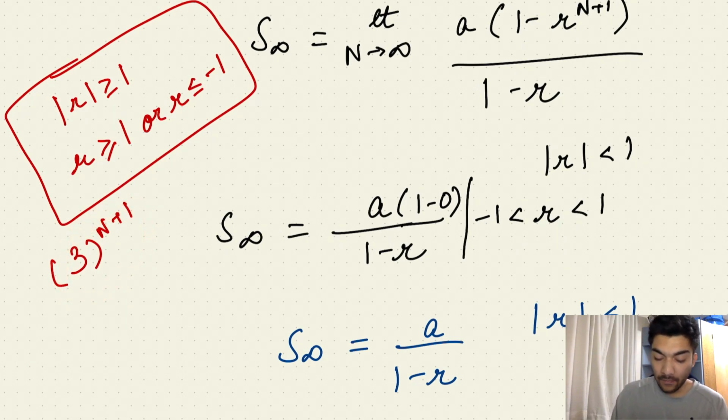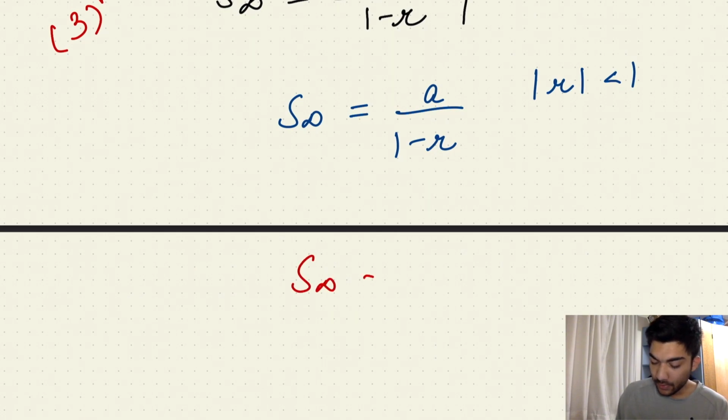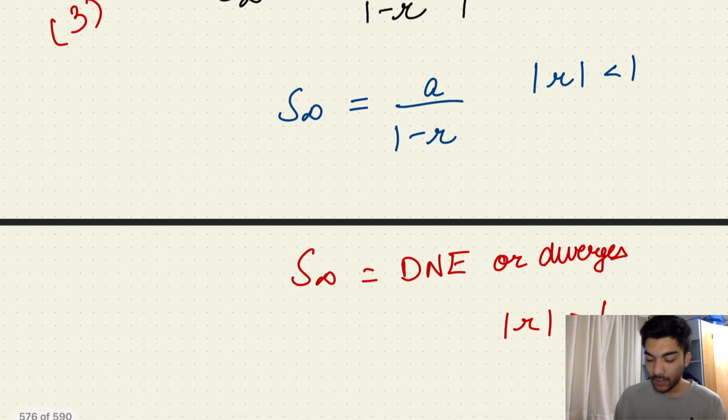So if the absolute value of the common ratio is greater than 1, S infinity diverges. S infinity does not exist. You can note the same thing when you take r equals minus 3. If you take r equals minus 3 and the limit as n approaches infinity, this expression also diverges. So your S infinity does not exist, or diverges, when the absolute value of r is greater than or equal to 1.